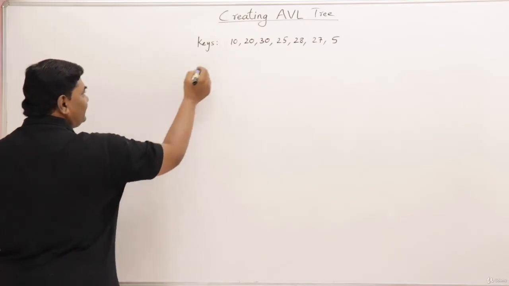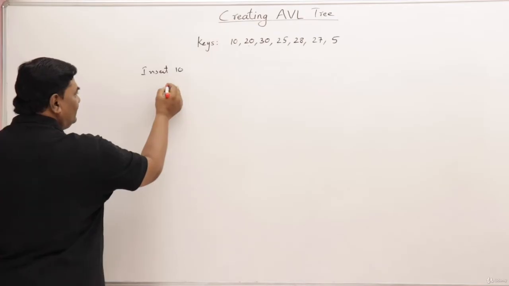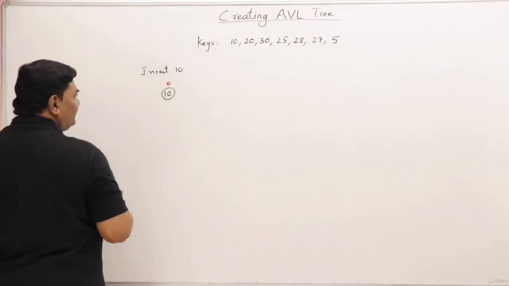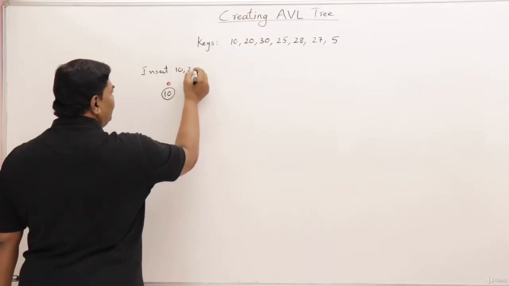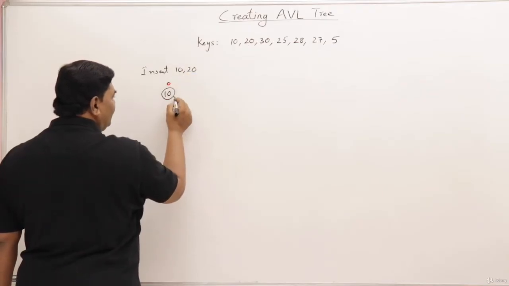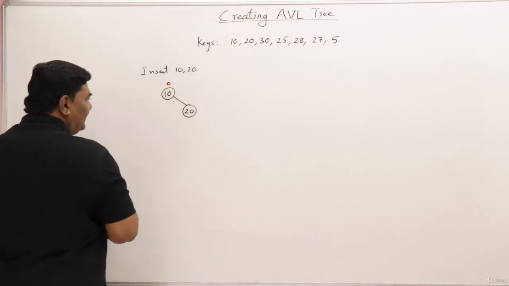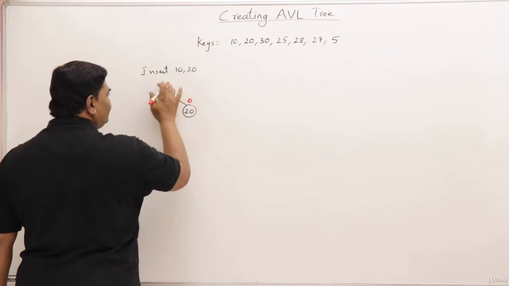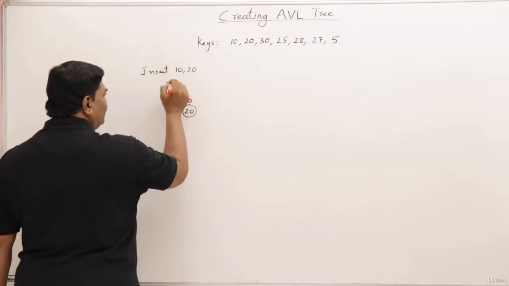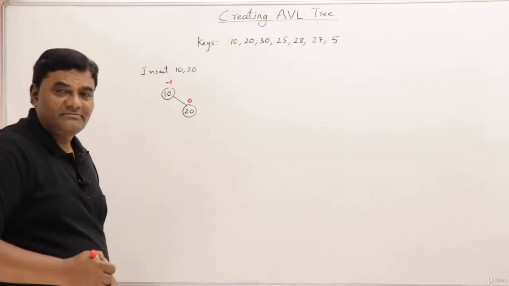So first let us insert 10. So 10 is the only key now. So what's the balance factor of 10? 0. Now insert the next key, that is 20. So 20 comes on the right hand side because it's greater than 10. So 20 is the new node. If I recalculate balance factors, then this is 0 and this is -1. Is it balanced? Yes, 0 and -1 are balanced.